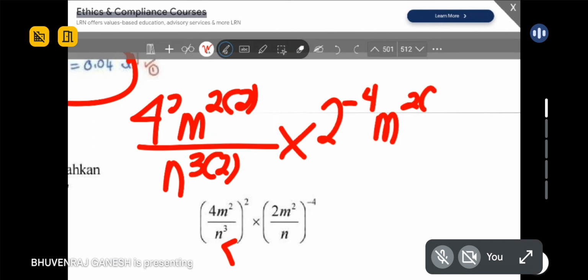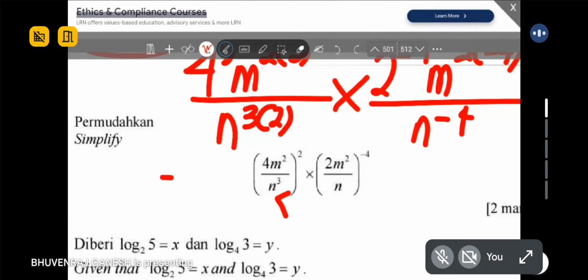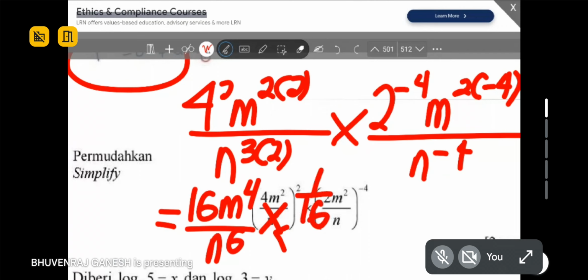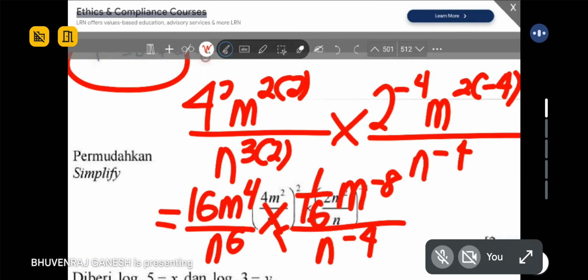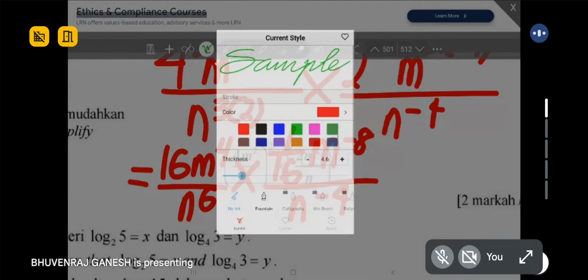Okay, so 2 times -4. Expand. So n also power -4. Now you just press the calculator. 4 square is 16. m power 4 over n power 6 times 1 over 16 m power -8 over n power -4. So this is your equation, guys.